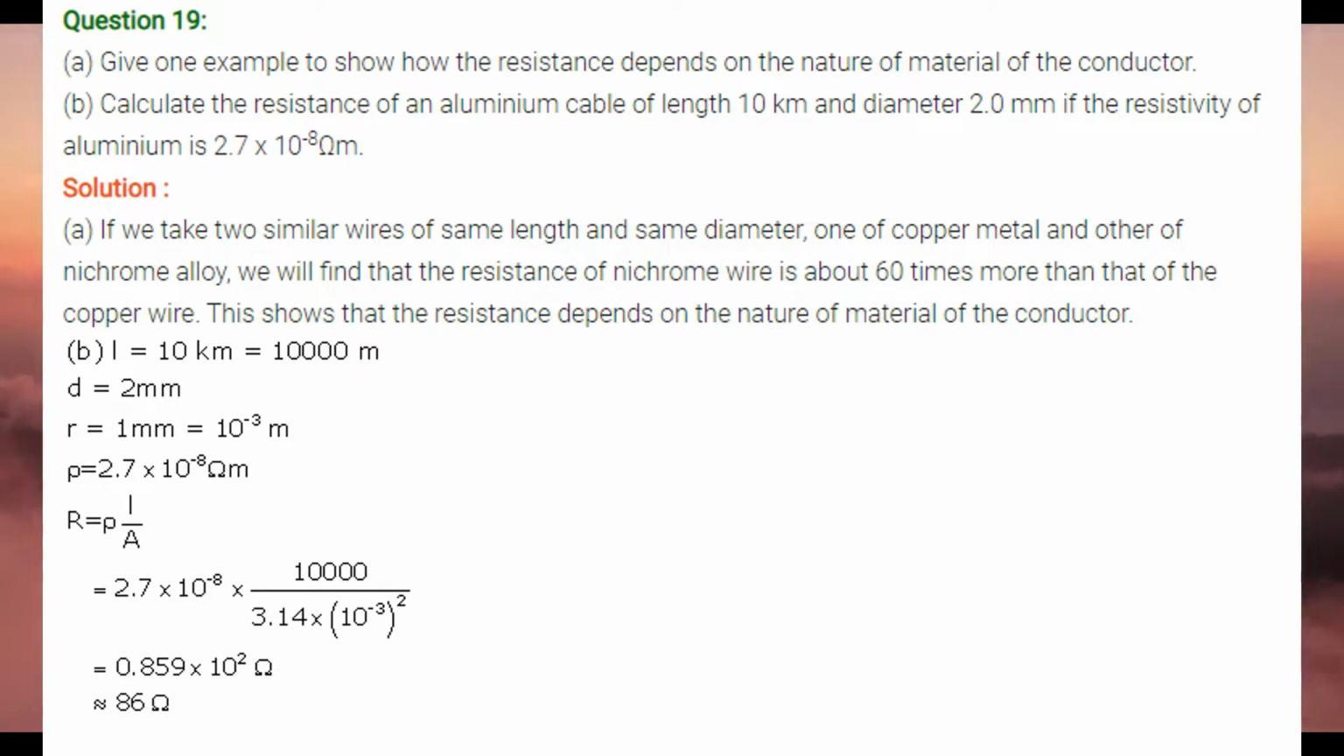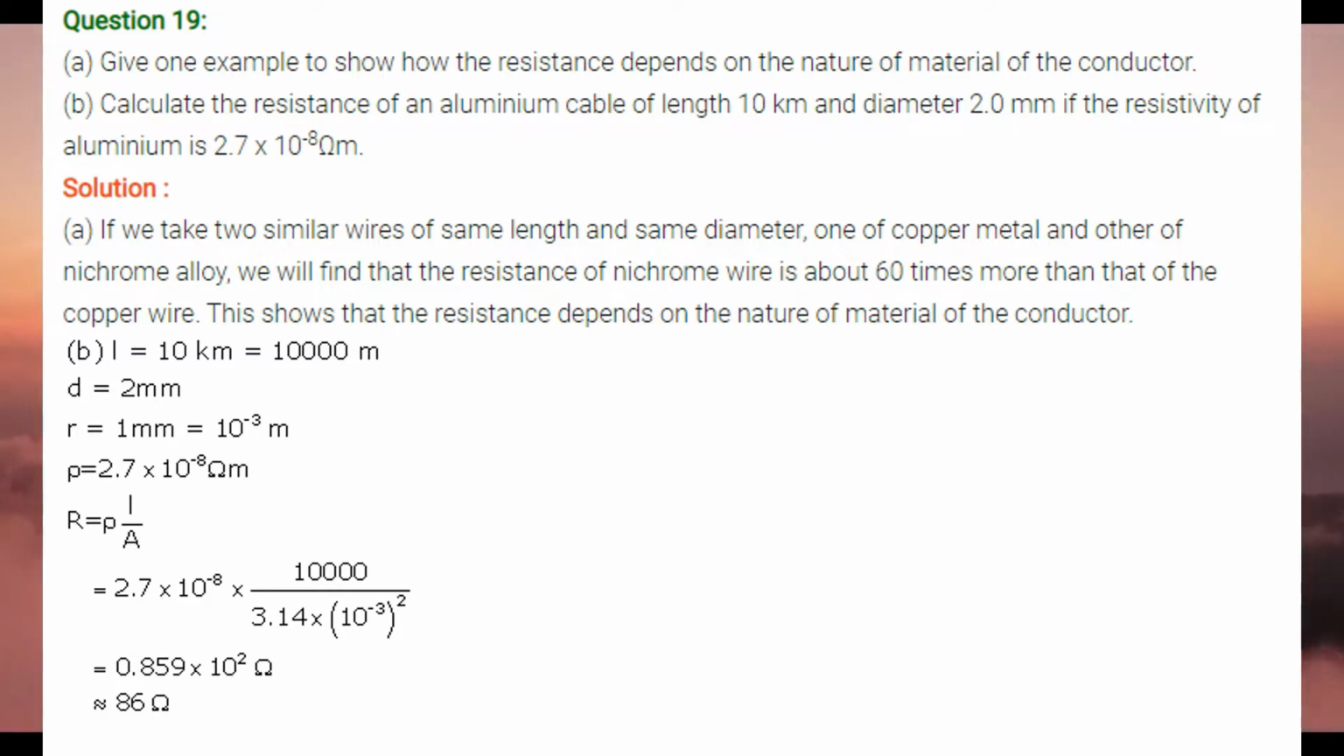Solution. A. If we take two similar wires of same length and same diameter, one of copper metal and other of nichrome alloy, we will find that the resistance of nichrome wire is about 60 times more than that of the copper wire. This shows that the resistance depends on the nature of material of the conductor.